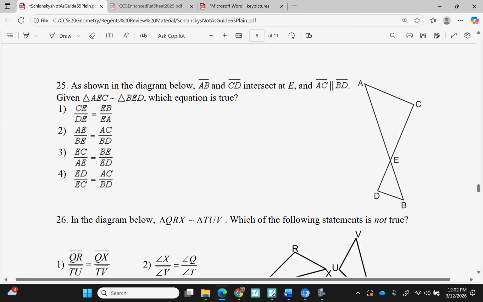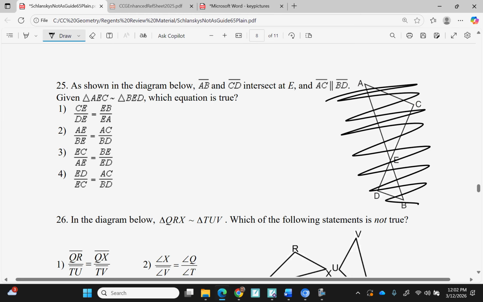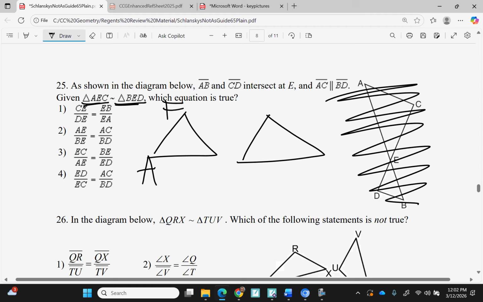Determining if a proportion is correct. They try and trick you with these ugly, annoying pictures. Cross it out, draw your own pictures. It's giving you the letters right there. So I draw my own two triangles. We did something like this in the guide to 65. I label the letters the way they're given in the problem. So if I go AEC as left top right, then BED must also be left top right.